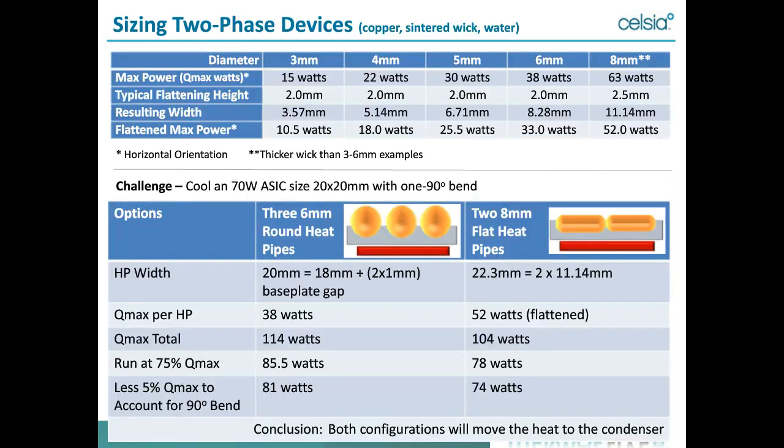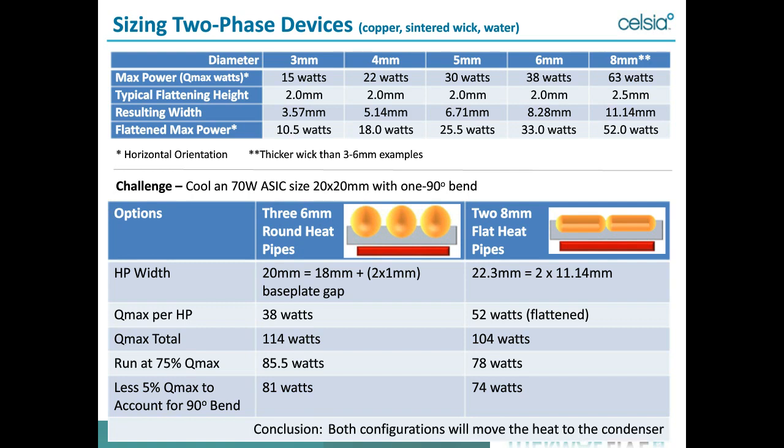Let's go on to sizing these devices. Based on what we call a typical wick structure, we've taken a look at the common sizes of heat pipes and are giving you a guideline as to the typical Q maxes, what these things can be flattened to, what's the resulting width once you flatten them, and what happens to the Q max when you go through flattening.